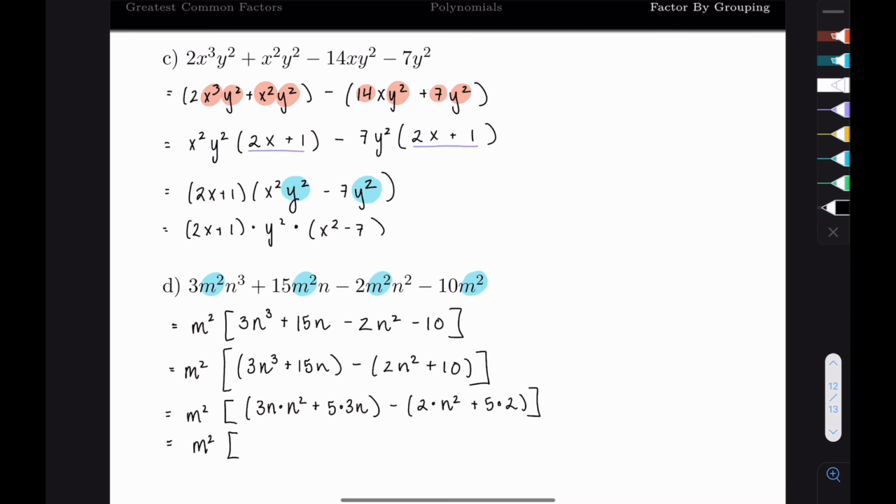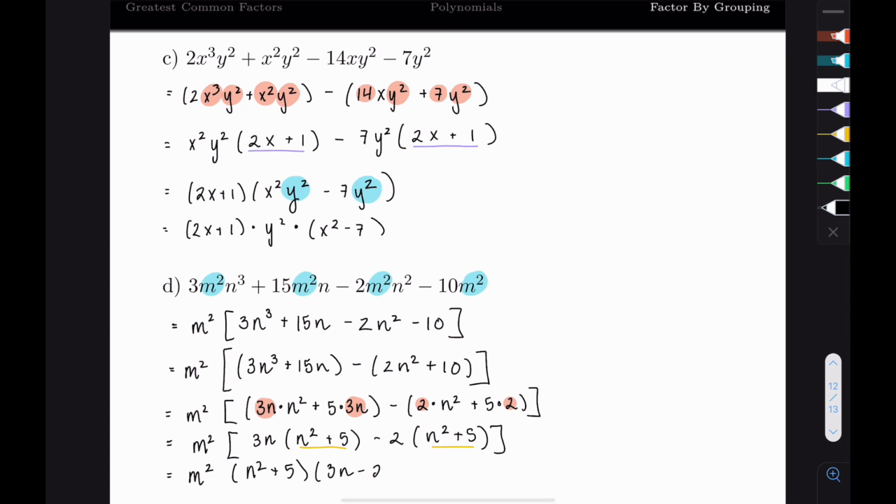So what that does is we can take out 3n from the first term, and that leaves us with n squared plus 5. And then we can take out a 2 from the second term, and it also leaves us with n squared plus 5. Okay. So we took out the 3n, then we took out the 2. Now looking at these, they both have this factor of n squared plus 5. So we can take that out. And then we're just left with 3n from the first term and minus 2 from the second.